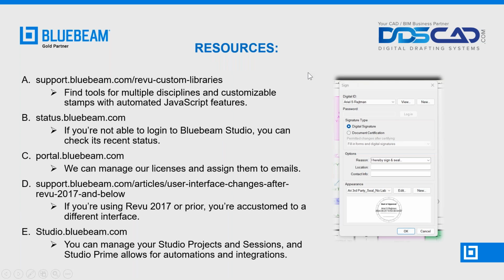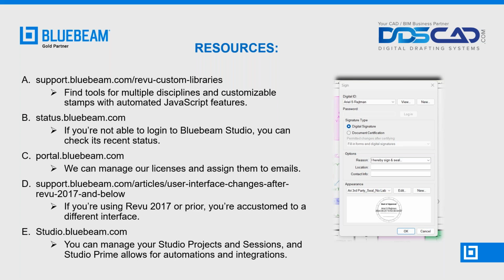But before I do, we do have a resources section right here. So we have some links that you guys can check out. You can take a screenshot of this if you need to. The support website, the first one right here with custom libraries, is great if you want some extra tools. You can also get some really nice stamps there. Status.bluebeam.com is great, and you can actually subscribe to it so that you get email notifications if your region of the world is having any issues with signing into Review 21 or using Bluebeam Studio, et cetera. So there's a lot of different things it's going to tell you there.